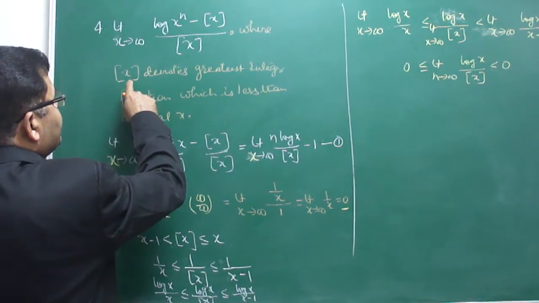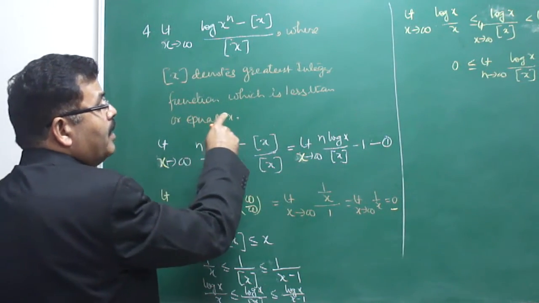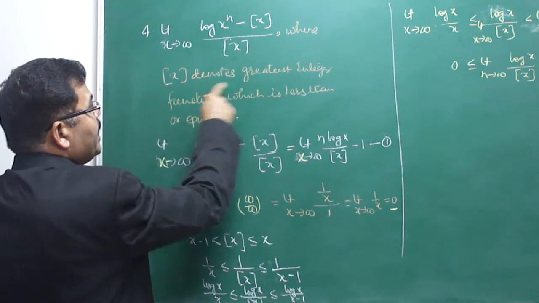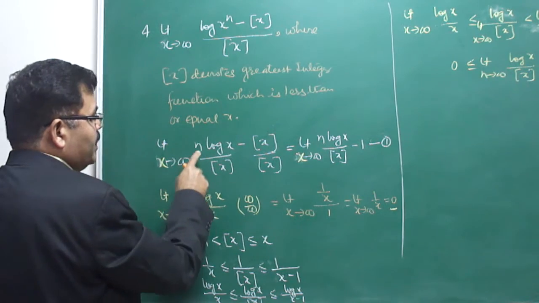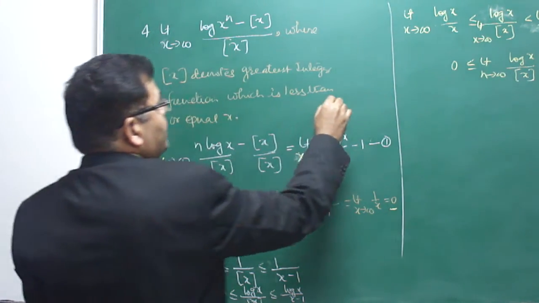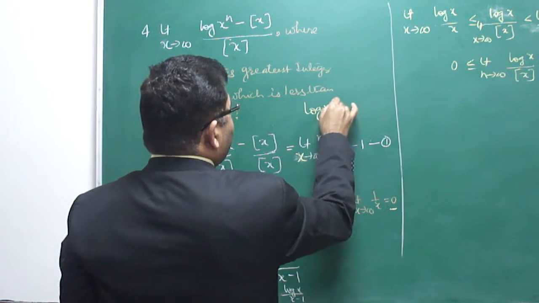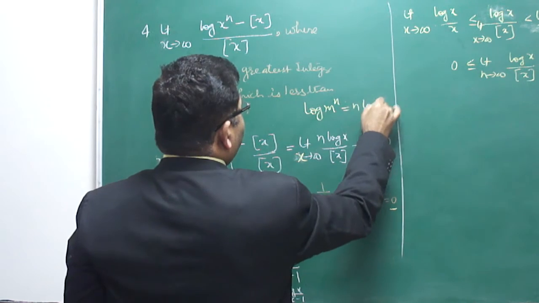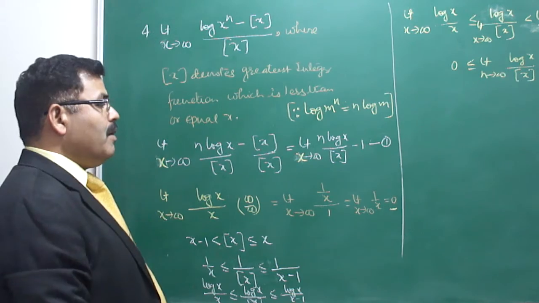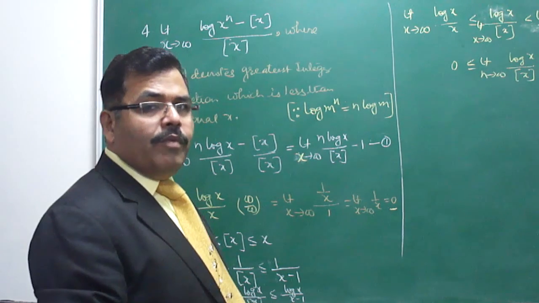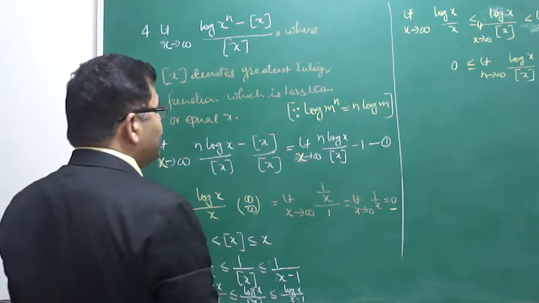Although we have discussed this question in the previous video lecture, you can refer to it for details, but if you have watched all those, then you can continue this. This means the greatest integer function, which is less than or equal to x. Log m to the power n is a property of log: log m to the power n is n log m. You have learned this definitely, and if you have not, please refer to the video I have given on logarithm.